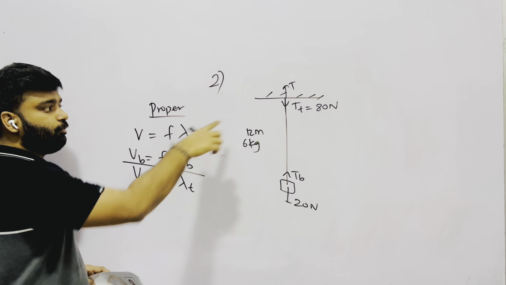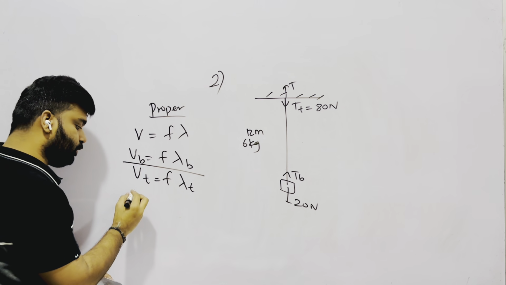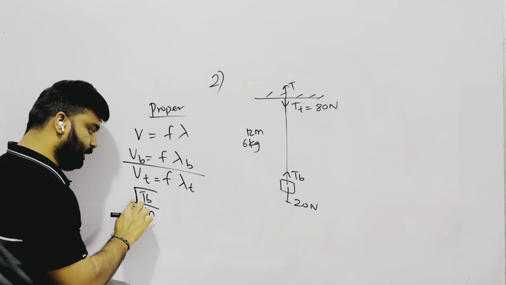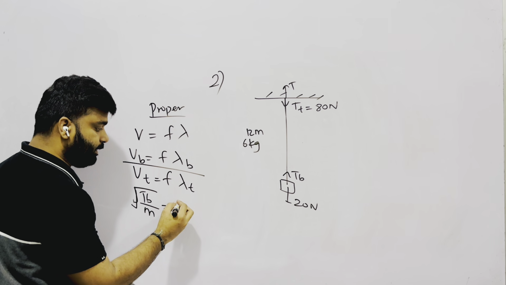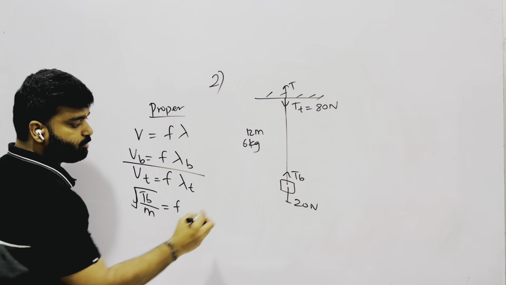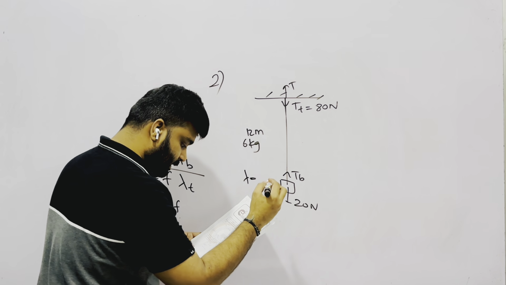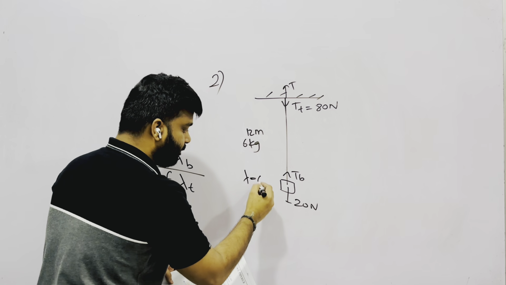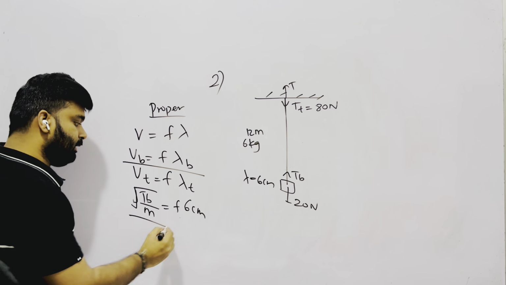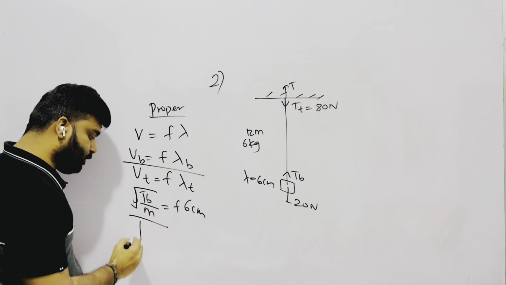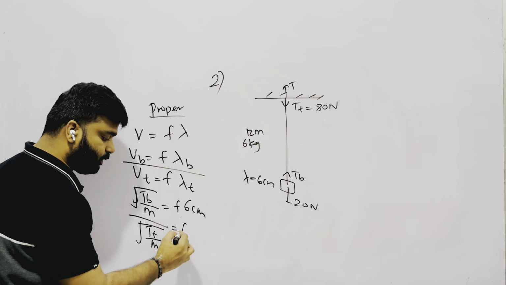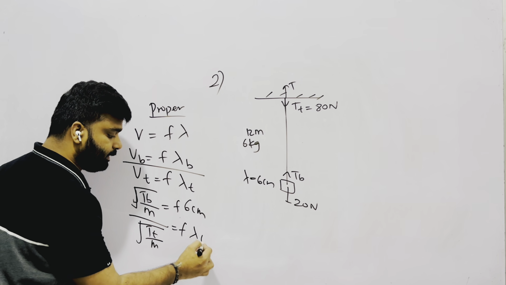You can substitute. Velocity at the bottom is equal to the square root of tension at the bottom over mass per unit length. That is equal to F into wavelength at the bottom, which is given as 6 centimeter. Similarly, velocity at the top is equal to the square root of tension at the top over mass per unit length. It's equal to F into lambda at the top.